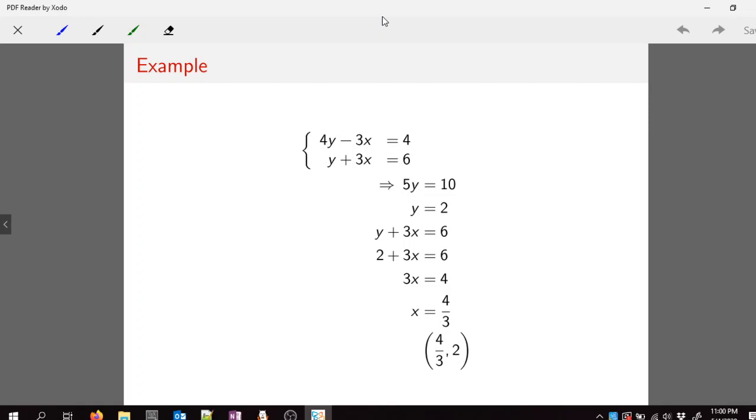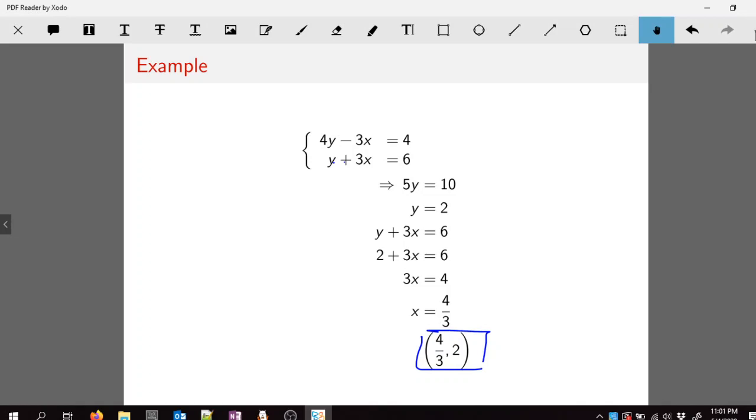In this case, 5y is equal to 10, so y is equal to 2. If y is 2, then 2 plus 3x equals 6. That means that 3x equals 4, and x is 4/3. Our solution is 4/3, 2. And this is one of the reasons why elimination is so nice. Oftentimes, when fractions are involved, elimination gets us the answer with the minimum amount of hassle.